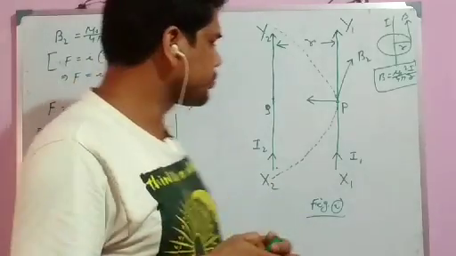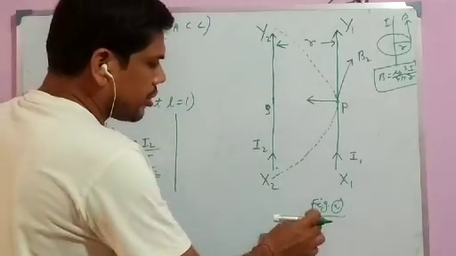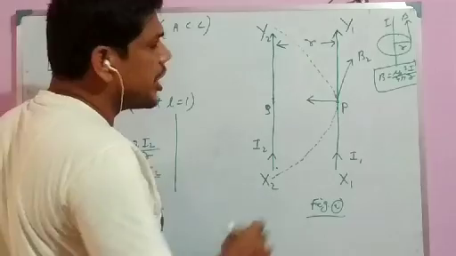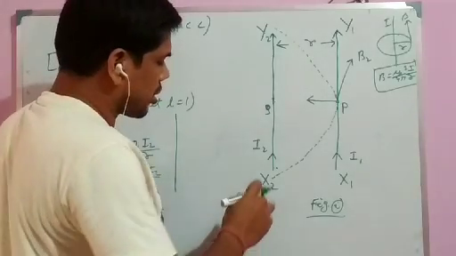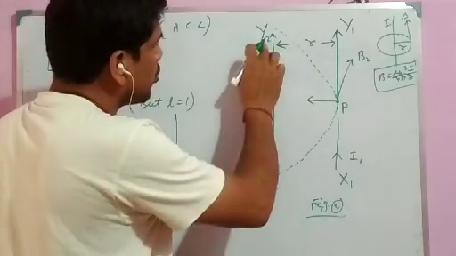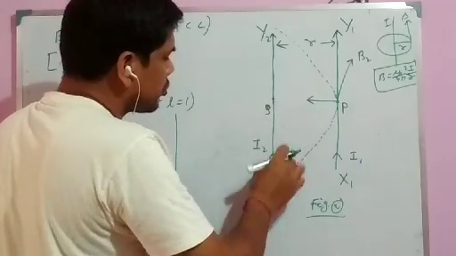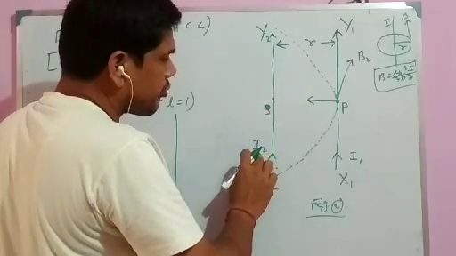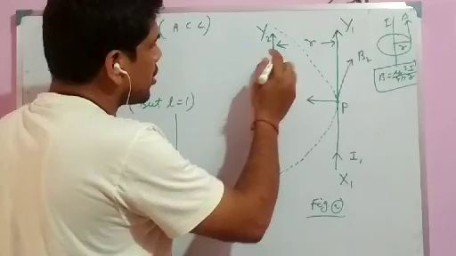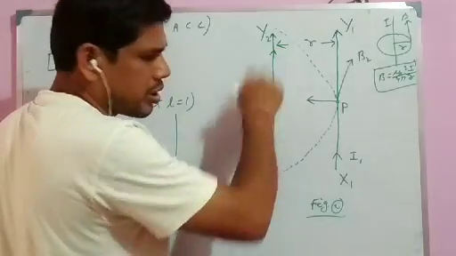Okay, so here in figure 1 we have considered two infinitely long straight conductors. One conductor is denoted by X2 Y2. Through this conductor, current I2 is flowing from bottom to top along this direction. Okay, it is shown here.